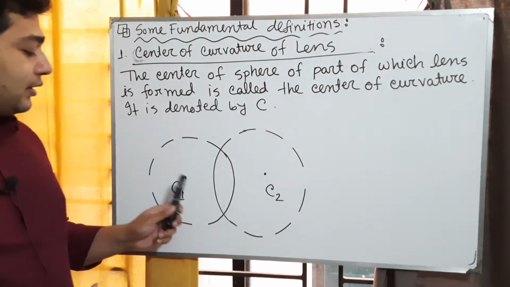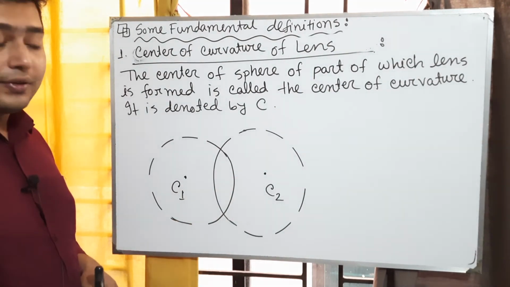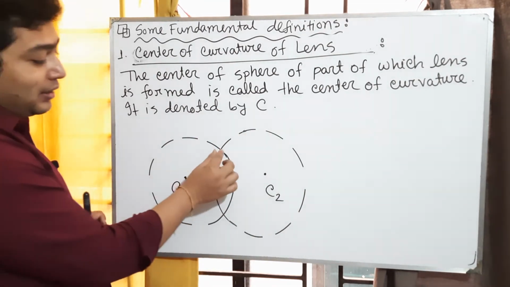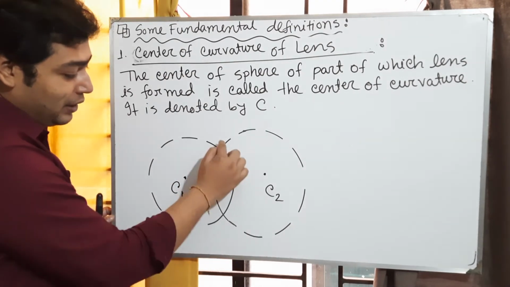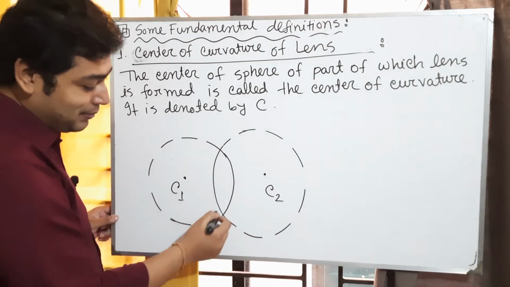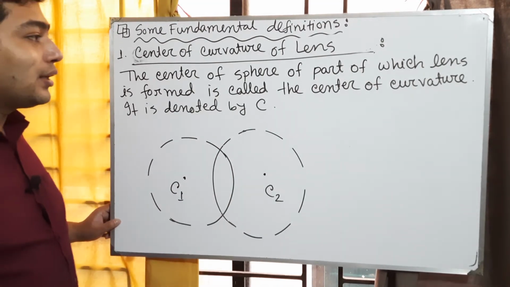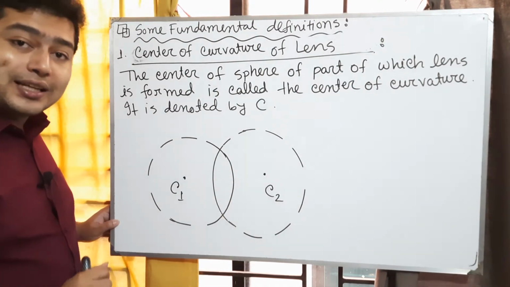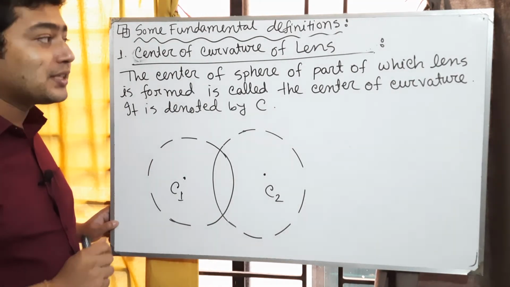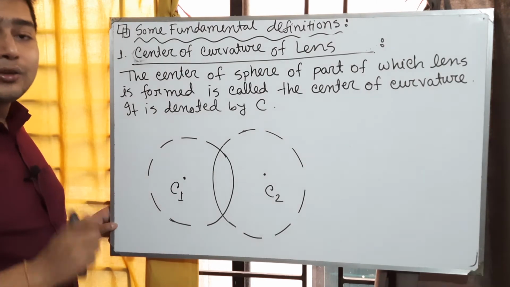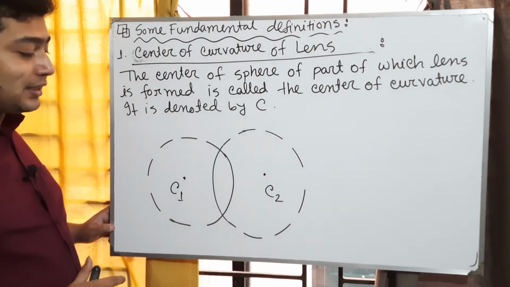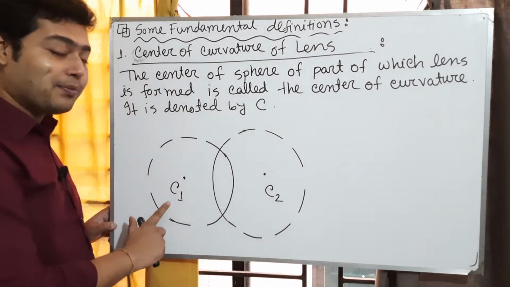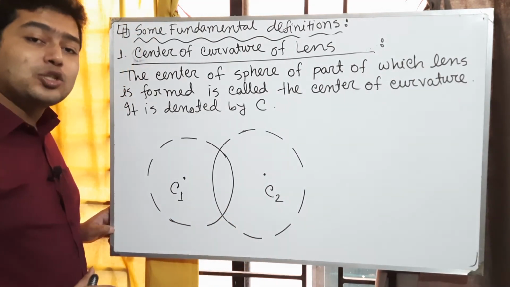Here in the figure you see that this is our convex lens and it is made up of two spheres. These two parts of the two spheres make a convex lens, and the centers of these two spheres are known as the centers of curvature of the lens. For a lens we get two centers of curvature because we use two spherical surfaces. So these are denoted by C1 and C2.